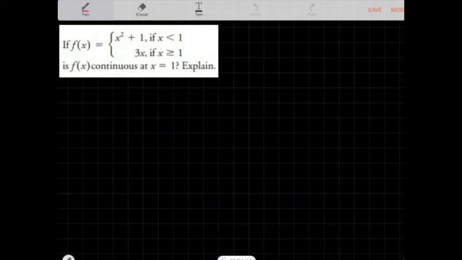And explain. Okay, so in order for us to determine if f of x is continuous at x is equal to 1, whatever hole gets generated at x is equal to 1 should be filled by the other function in the piecewise function.